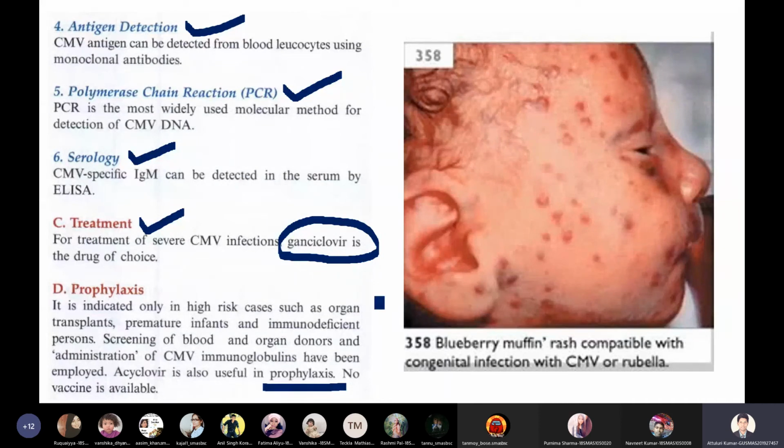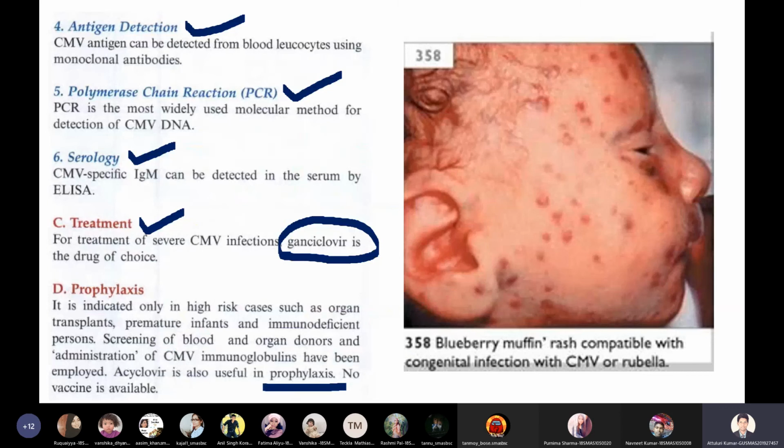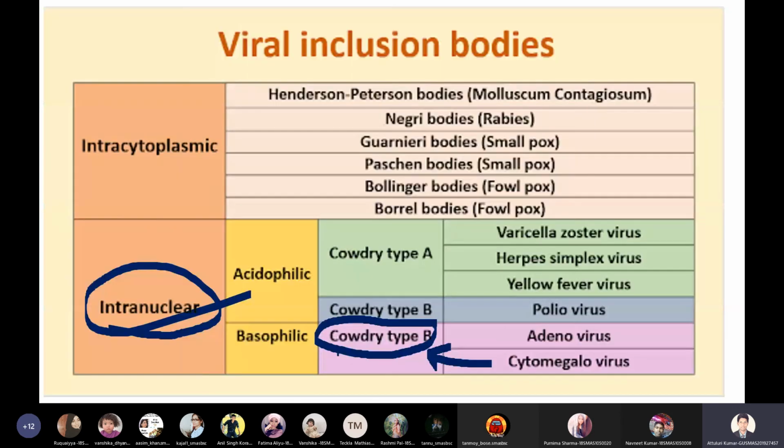Okay, prophylaxis. Coming to the prophylaxis, in case of severe infection, we can go for serotherapy. So this is all about cytomegalovirus. If you have any doubts, you can ask me, or shall I proceed to the next virus, students? Shall I proceed to the varicella zoster?